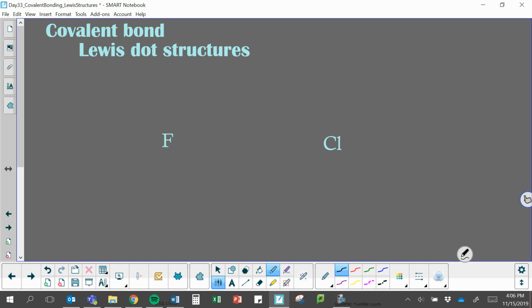So fluorine, if we look and find it on the periodic table, is in group 17, so it's going to have 7 valence electrons, and we represent those with dots, and we place them around the outside of our fluorine. The same thing would happen for chlorine. It's also in group 17, so it's going to have 7 valence electrons. I put 1 on each side, and then we start doubling them up. This is what our Lewis dot structures would look like for each individual atom.